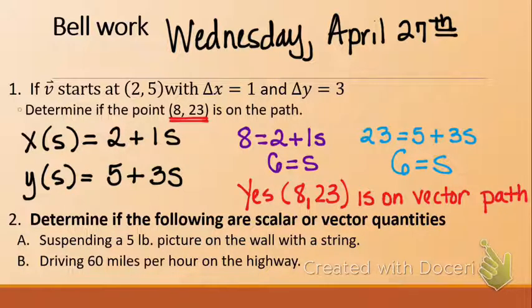For number 2, we talked about scalar versus vector quantities. A scalar quantity does not have direction, and a vector quantity does. So for part A, it says you're suspending a 5-pound pitcher on the wall with a string. What would that be? Would that be a scalar or a vector quantity? Vector because of gravity. So this would be a vector quantity. Driving 60 miles per hour on the highway. Yep, that would be a scalar quantity. Good.